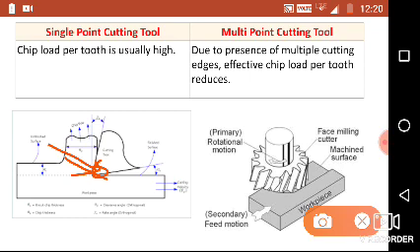Whereas in multi-point cutting tool, due to the presence of multiple cutting edges, the effective chip load per tooth is reduced. Here you can see a number of cutting edges are there, and with these cutting edges the cutting action takes place. So whatever the cutting force is, that will act on this number of points. The chip load will get distributed over these points, and obviously the effective chip load per tooth will get reduced, and that is not happening in single point cutting tool, right? So in single point cutting tool the chip load per tooth is usually high, whereas in multi-point cutting tool, as it has multiple cutting teeth, the chip load is reduced.